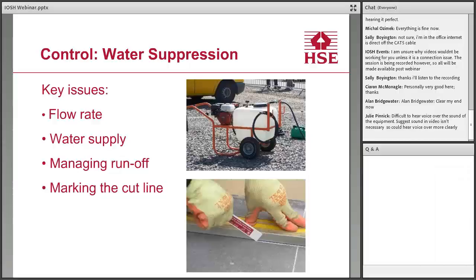Water supply is a key thing, particularly where portable bottles are being used. It's fine when the bottle's full, but those can empty quite quickly. So what's the operator going to do? How are they going to refill it? What's the logistics behind that?